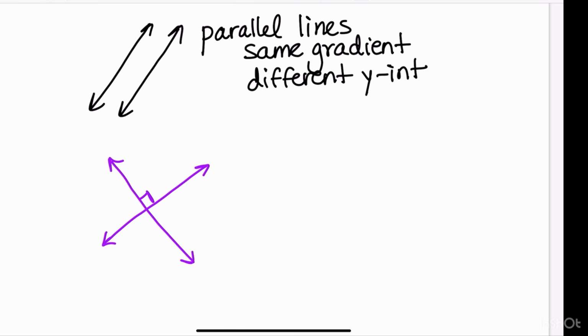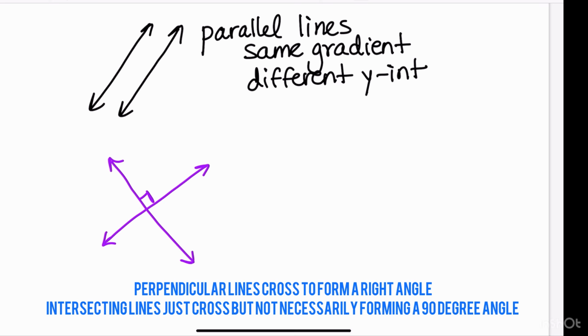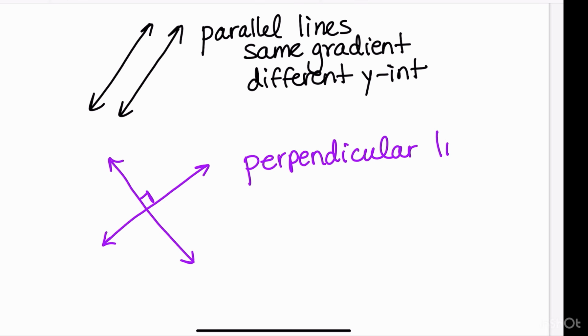Then perpendicular lines are lines that cross in such a way that they form a perfect 90-degree angle. You have to be careful between intersecting lines and perpendicular lines. Intersecting lines just are lines that cross. They can cross in any which way, but they are going to be perpendicular when they cross to make a perfect 90-degree angle. So these are perpendicular lines. When you learned this in geometry, there was a symbol for perpendicular lines, which is the upside down T. Okay, so that's the perpendicular line symbol.